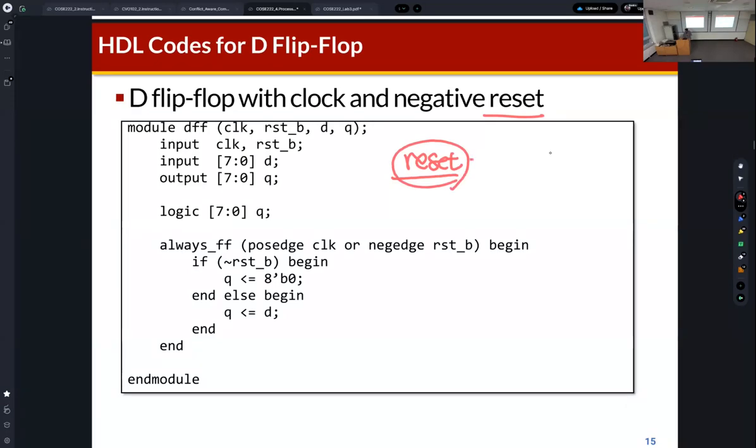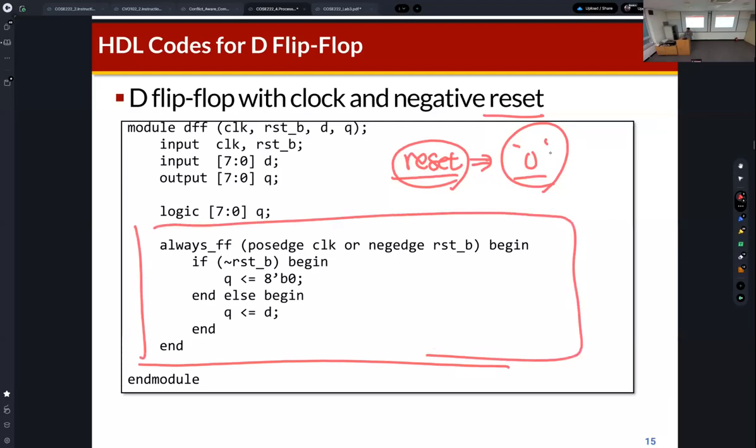So reset means we make the output 0. It's called reset. With the reset signal, the output is initialized as 0. This is the example of the flip-flop with negative reset. Negative reset means that if reset is 0, then output becomes 0.